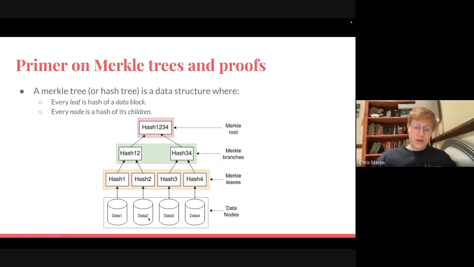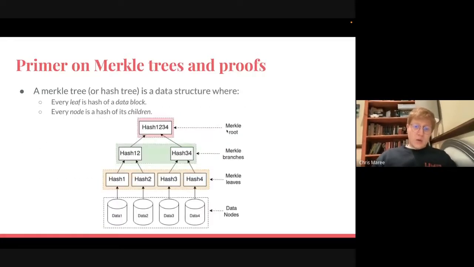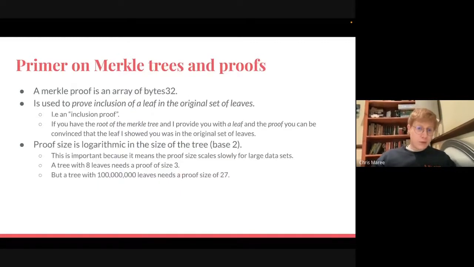So we take data 1, data 2, data 3, data 4, we hash those, and then we hash the hashes all the way up until we get to the root of the Merkle tree. So that's the basic structure. And we can then generate something called a Merkle proof. Now, a Merkle proof is used to prove inclusion of a leaf in the original data set.